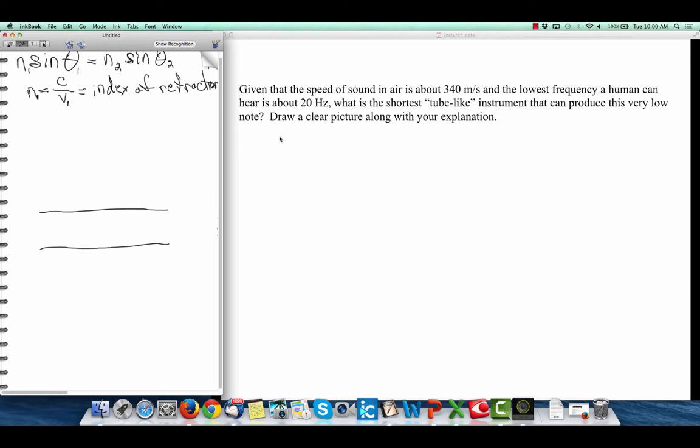Anyone calculated the wavelength of this frequency yet? 17. Oh, shoot, I should have been able to do that. 2 into 34. Okay. 17 meters is the wavelength of the sound that we're trying to make.